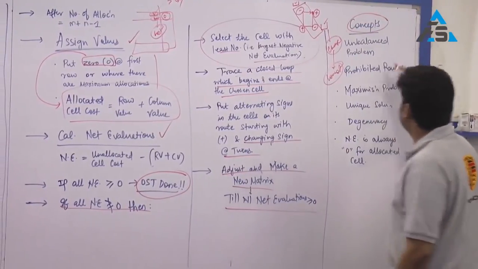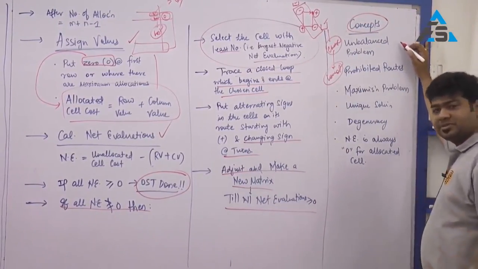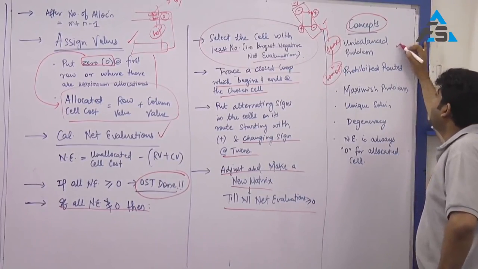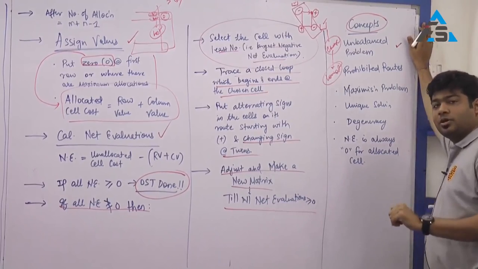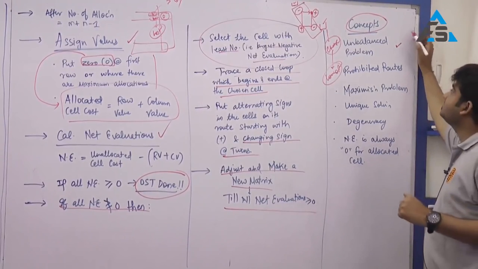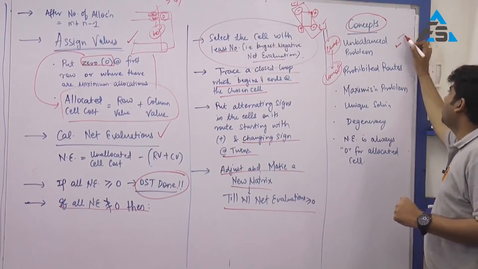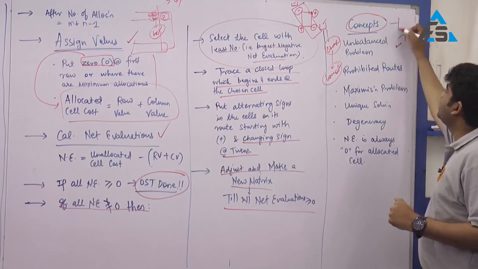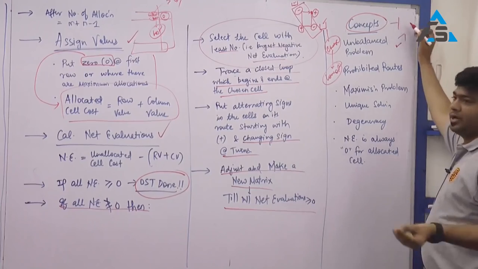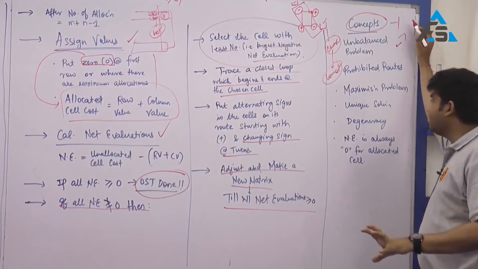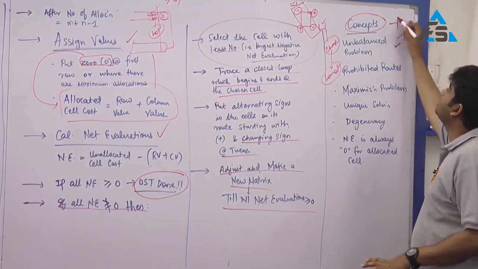So some of the concepts here are similar to assignment. Unbalanced problem. What is an unbalanced problem? Where requirement is not equal to availability. In that case, we will have to add a dummy row or a dummy column, as per the question. So if there is a requirement shortage or if there is an availability shortage, based on that we will add a dummy row or column.